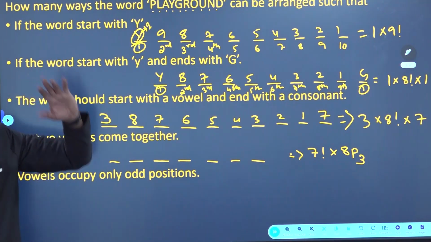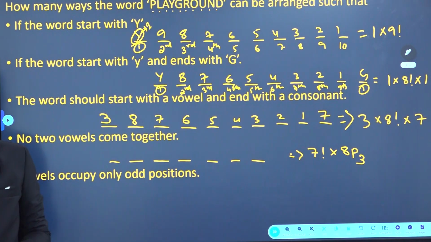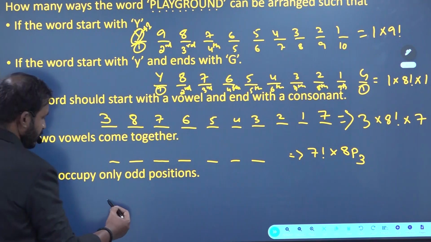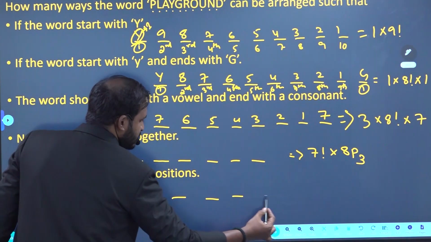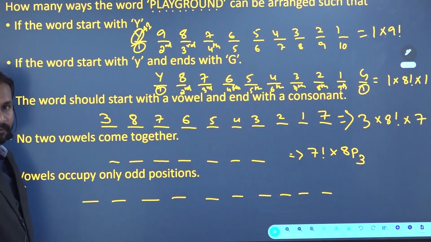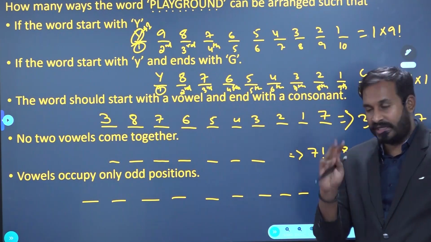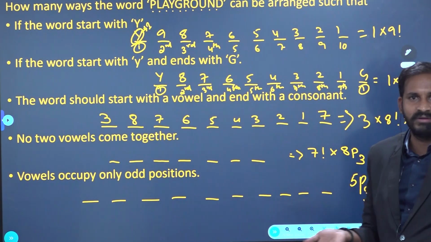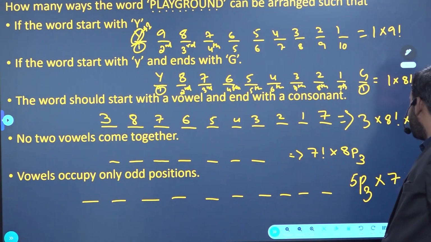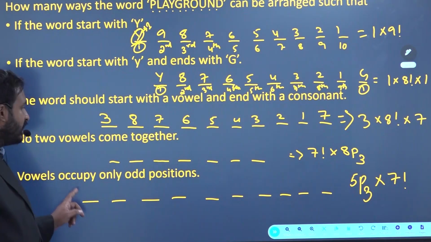Till now, all the concepts which we have learned, we are applying on this question. Next, vowels occupy only odd positions. Then what are we going to do? See, in total how many are there for us? 10: 1, 2, 3, 4, 5, 6, 7, 8, 9, 10. In 10 positions, how many odd positions do we have? 5. And how many vowels do I have here? Only 3. So 5P3. Vowels will occupy in 5P3 ways, and the remaining positions will be occupied by consonants. 7 positions will be left. They can be arranged in 7 factorial ways. So 5P3 into 7 factorial will be the answer for the last question.